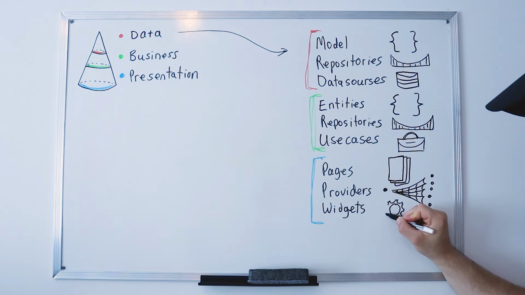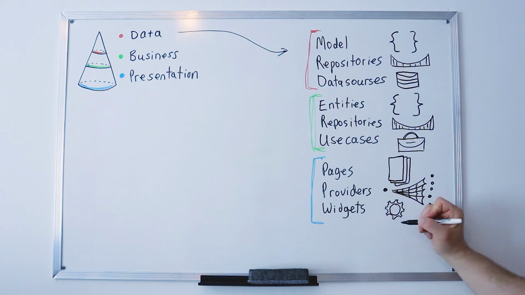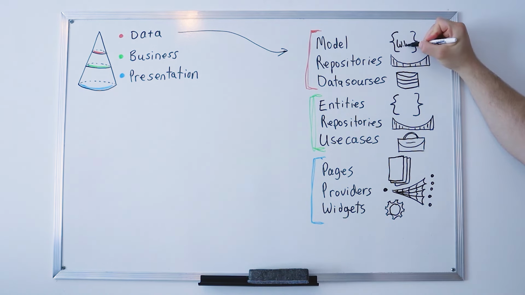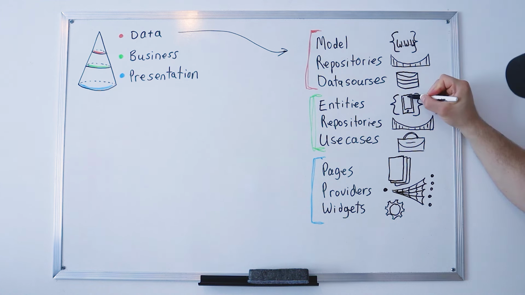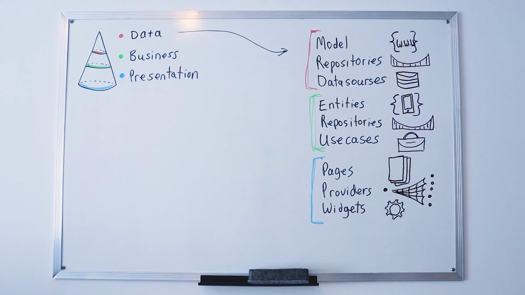And finally, we will put a symbol for the widget. Because the model and the entity have the same image, inside we will put different things. The models are the things that come from the outside, which is the internet. And the entities are what is on the phone, which we will present on the phone. Alright, so now you can associate some image with every folder inside each layer.